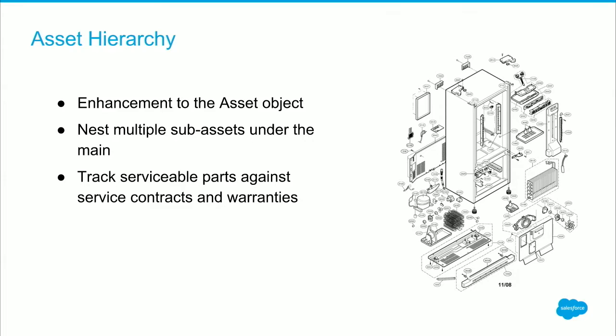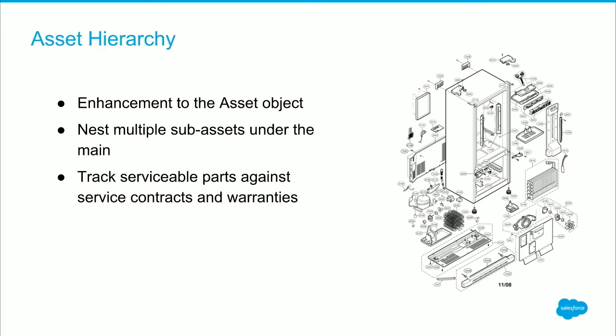Now, the asset object has been in the product for quite some time now. And over the last year, we've been very aggressive in making some of the enhancements that you've been enjoying. Thanks again for all the inputs in Idea Exchange. We look at them and bring them into the product. Now, for Spring 16, we've added the ability to nest multiple assets and form a hierarchy, which you could use to model your bill of materials, for instance.